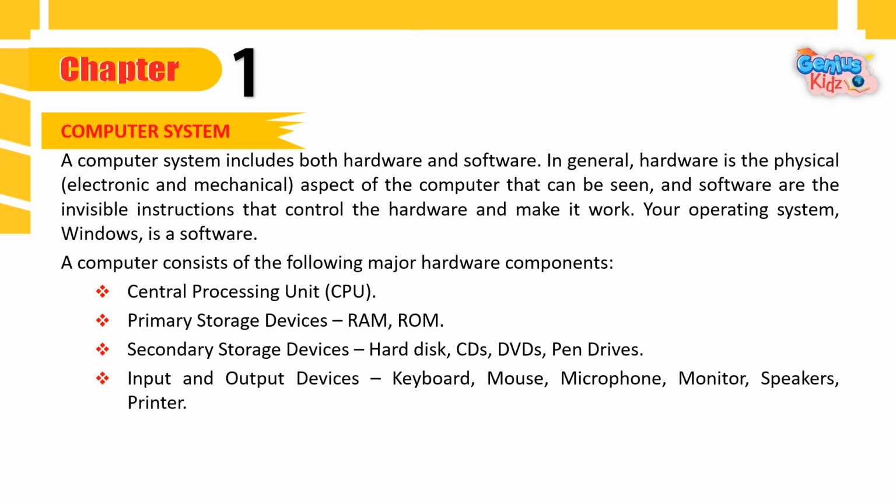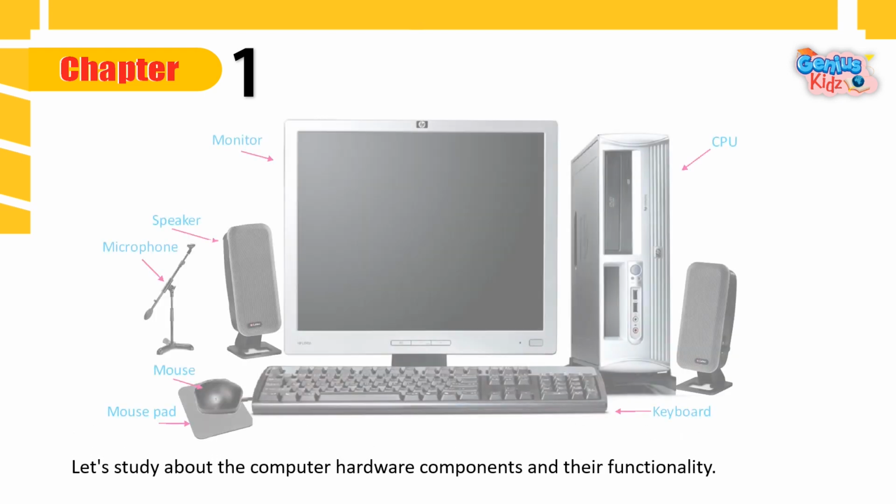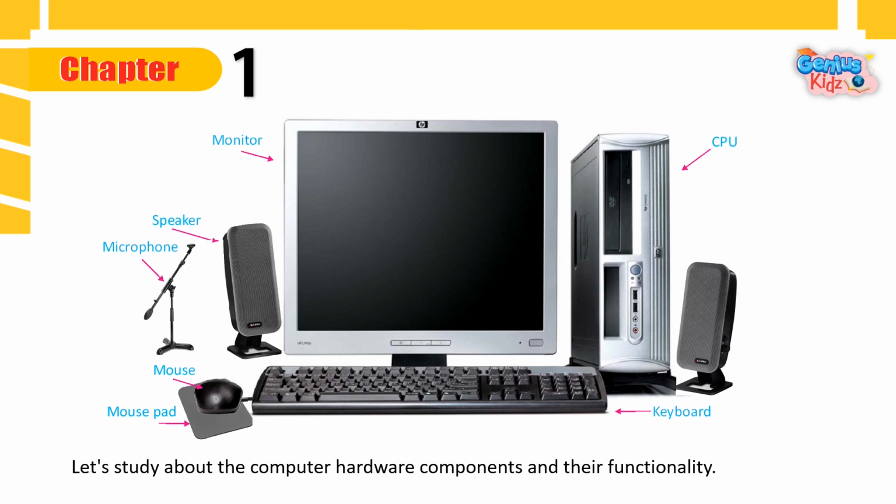A computer consists of the following major hardware components: Central Processing Unit, CPU. Primary storage devices, RAM, ROM. Secondary storage devices, hard disk, CDs, DVDs, pen drives. Input and output devices, keyboard, mouse, microphone, monitor, speakers, printer. Let's study about the computer hardware components and their functionality.